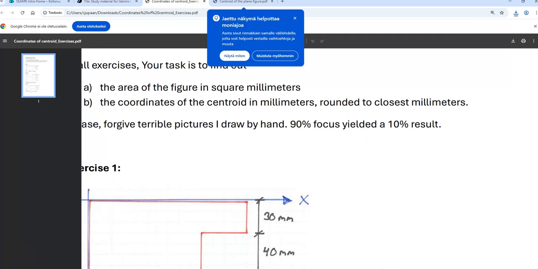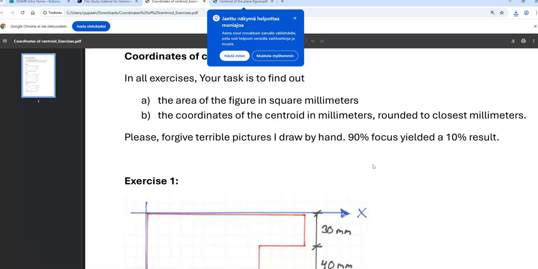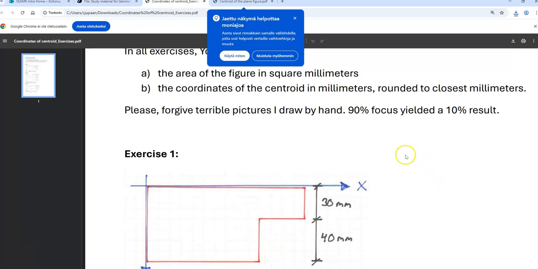And in all exercises there are three figures. You have to find first the area. It is quite easy to do, but then the coordinates of the centroid in millimeters.